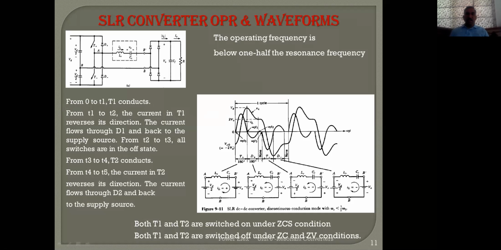So, in discontinuous conduction mode, from T3 to T4, T2 or T minus conducts. From T4 to T5, current in T2 will reverse direction, and current is flowing through T2 and back to the supply source. This is how one cycle is completed.